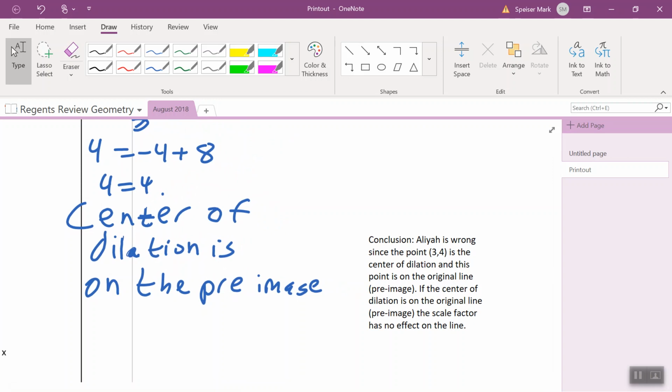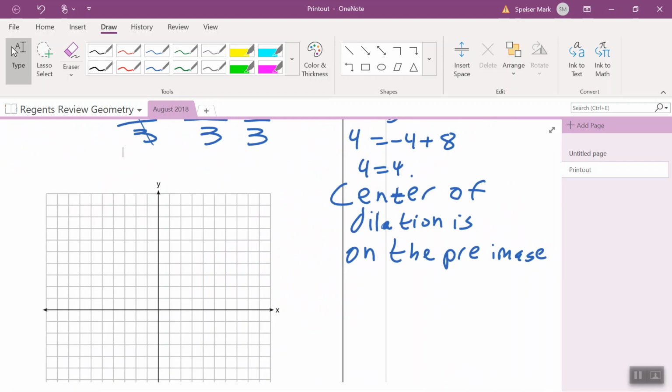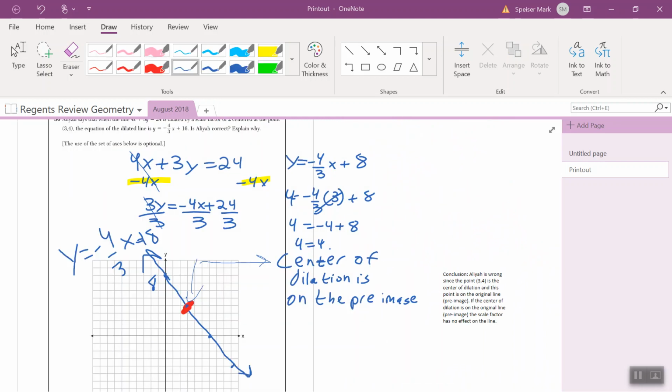So if you want to see that it's on the line, you can also do it by graphing. Hold on one second, I'll graph the line. Okay, now here's the graph of the line. Here's the y-intercept at 8. Here, marked in red, is the center of dilation. Since the center of dilation is on the line, we do not dilate the line at all. On to the next question.